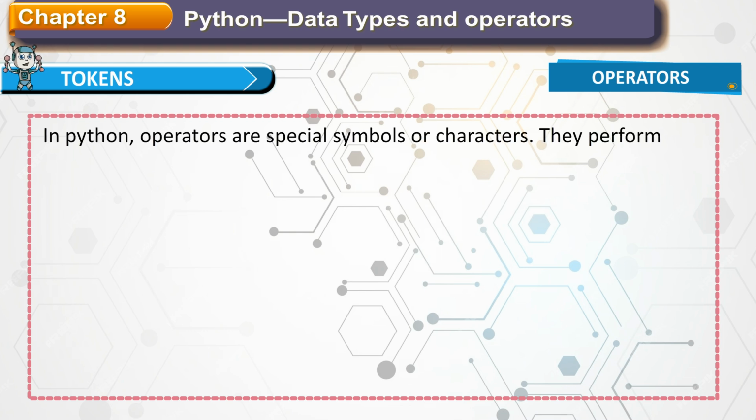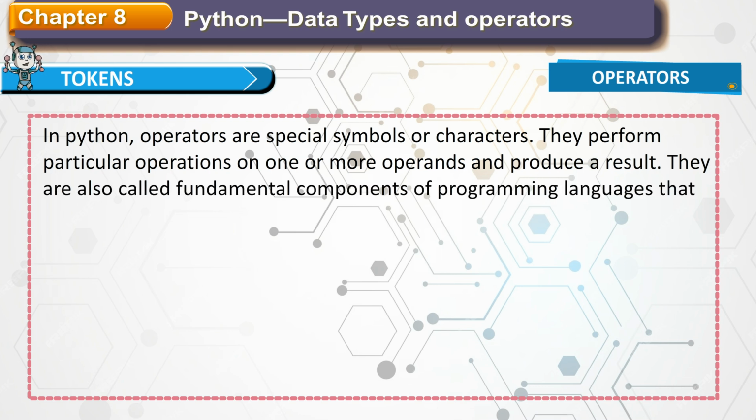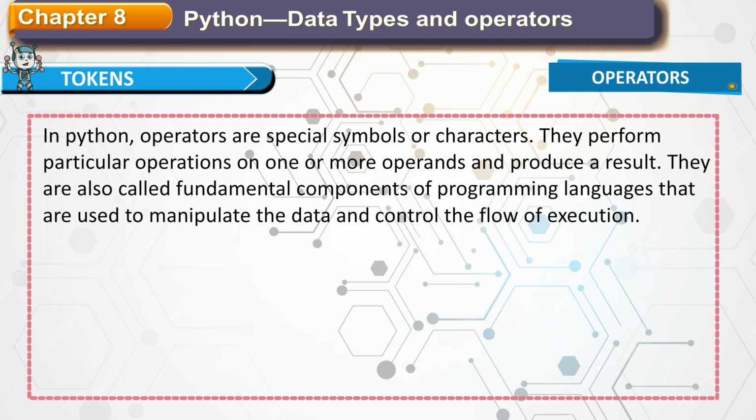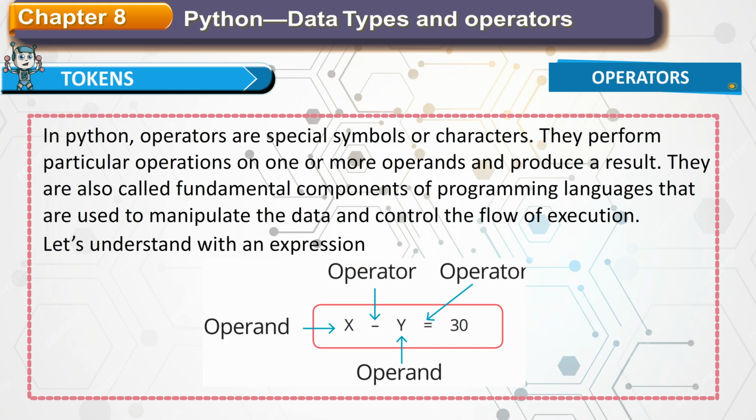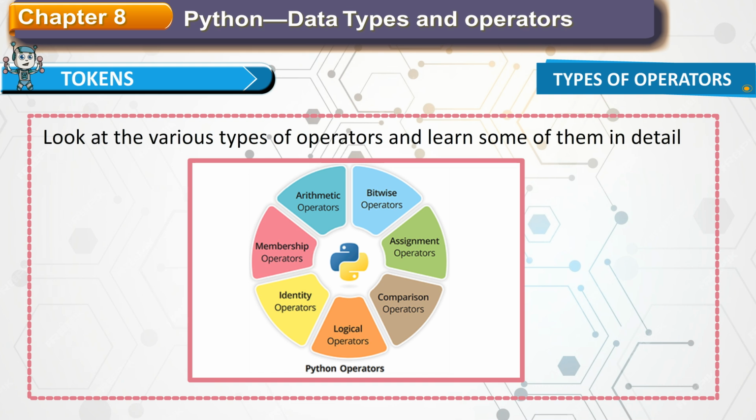Operators. In Python, operators are special symbols or characters. They perform particular operations on one or more operands and produce a result. They are also called fundamental components of programming languages that are used to manipulate the data and control the flow of execution. Let's understand with an expression: x - y = 30, where the symbol is the operator and x, y are operands. Types of operators. Look at the various types of operators and learn some of them in detail.